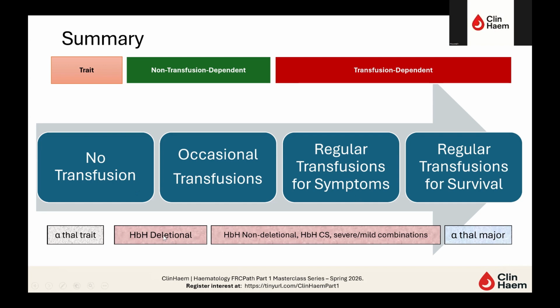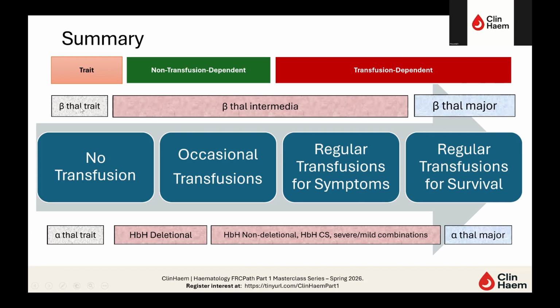HPH is basically where you only have one gene. So a person will be on a spectrum of either having occasional transfusions or regular transfusions. Alpha thalassemia major is incompatible with life without transfusions from in utero life. And then beta thal trait doesn't cause any problems, so no transfusion. Intermediate, as the name suggests, can be non-transfusion dependent or transfusion dependent. And beta thal major is, by definition, transfusion dependent and requires regular transfusions for survival.